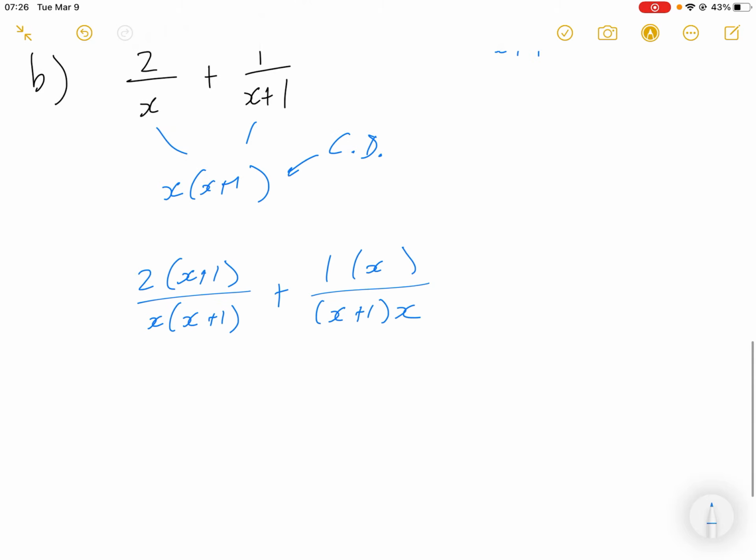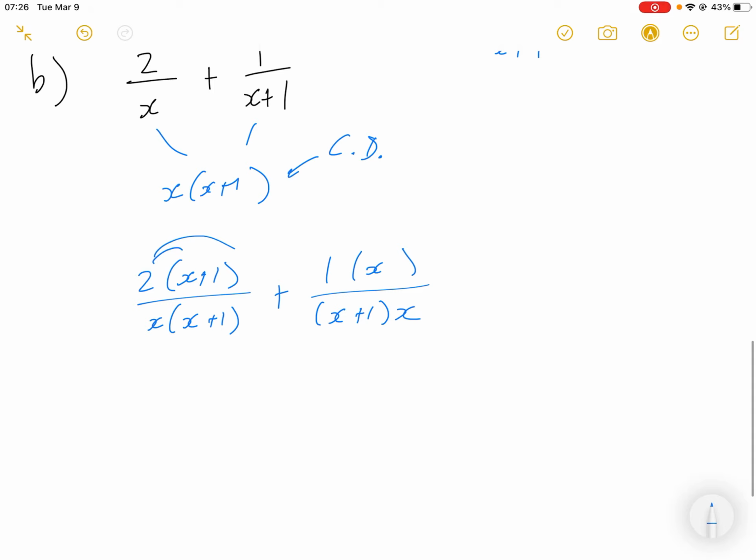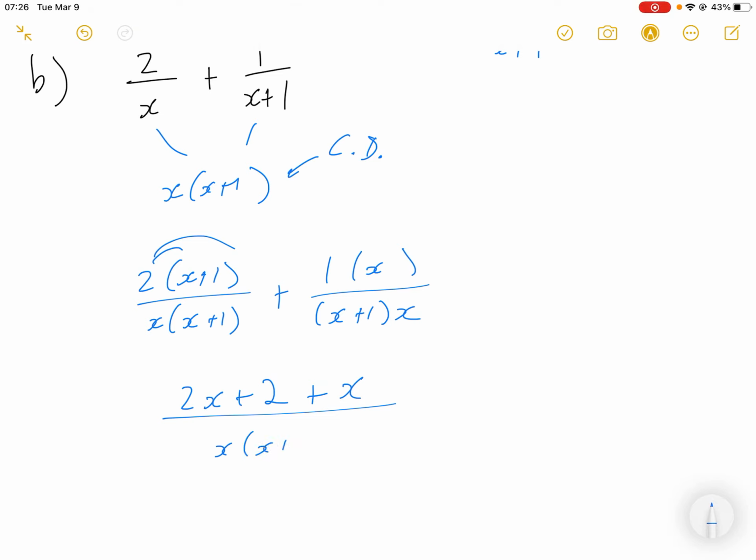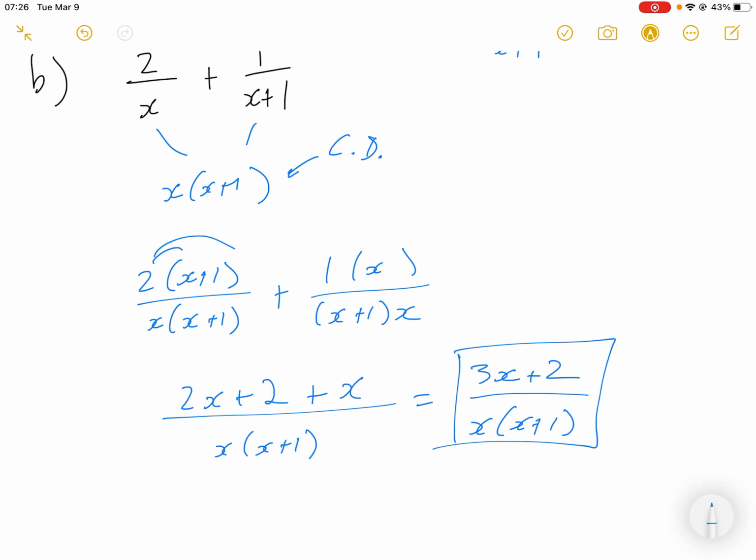And now I do have the same denominator, so I'll go ahead and distribute and combine some like terms here. So I'll have 2x plus 2 plus 1x all over x times x plus 1. And then combining like terms, we end up with 3x plus 2 over x times x plus 1. Now the numerator can't be factored, so there's no canceling that occurs because I see no common factors.